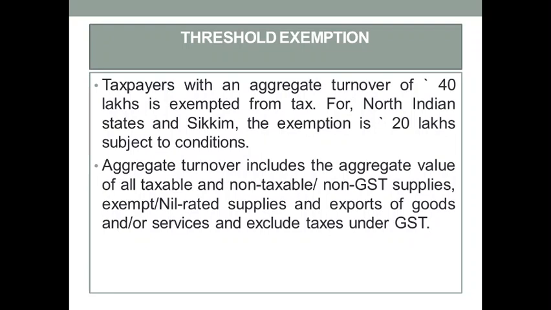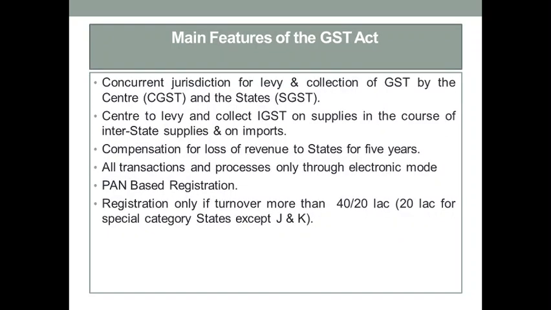In the GST law, taxpayers with an aggregate turnover of 40 lakhs are exempted from the tax. For North Indian states and Sikkim, the exemption is 20 lakhs, subject to some conditions. The aggregate turnover, the word used here, includes the aggregate value of all taxable and non-taxable or non-GST supplies, which may be exempt, nil-rated supplies, and export of goods or services, and excludes taxes under the GST.